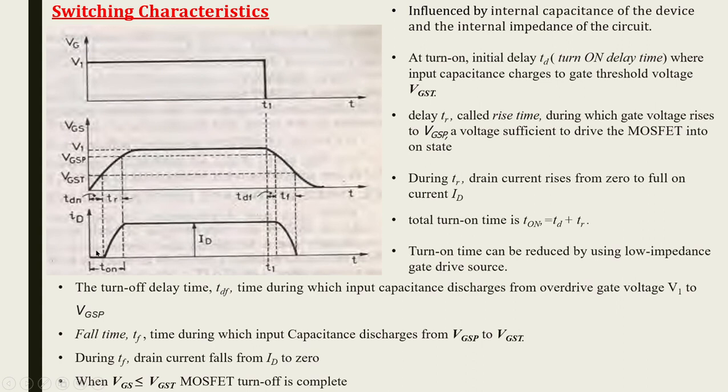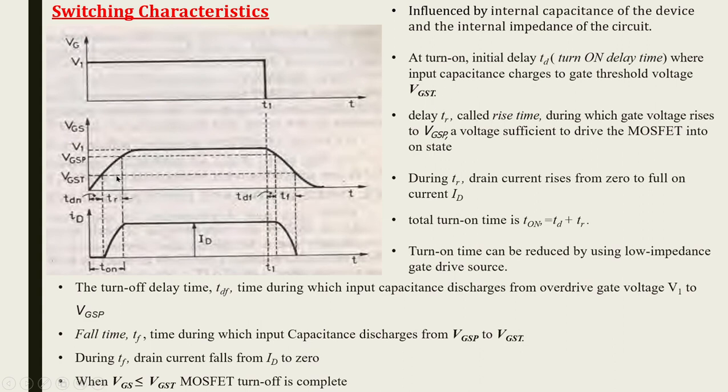The delay time is TDN. At that time the input capacitance charges to the threshold value VGST. This is the time for the input capacitance to charge to a threshold voltage VGST. See, this is the time TDN. At that time you can see ID is 0.